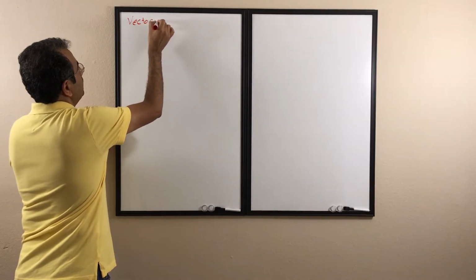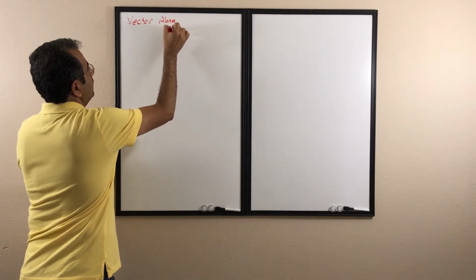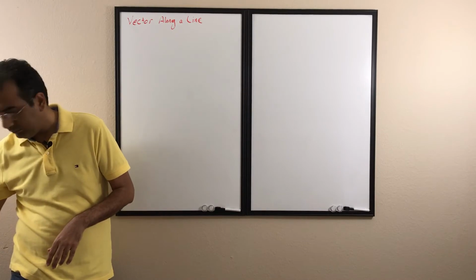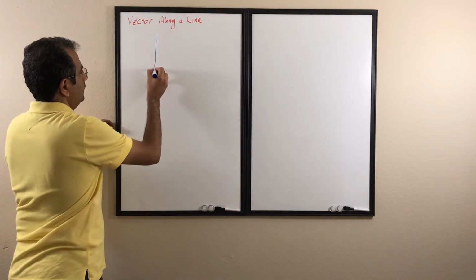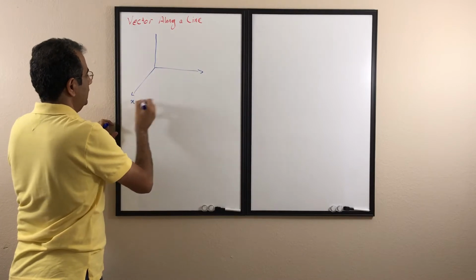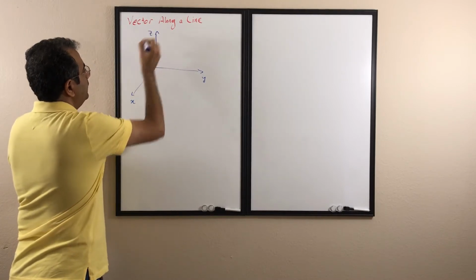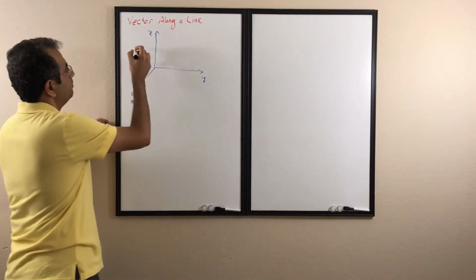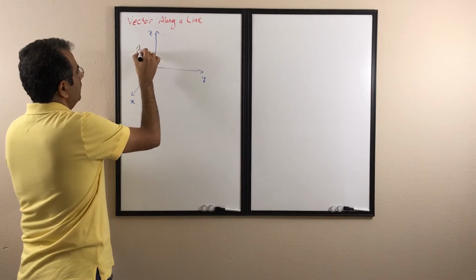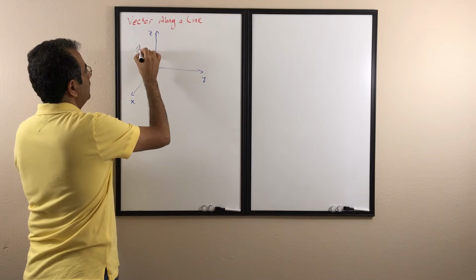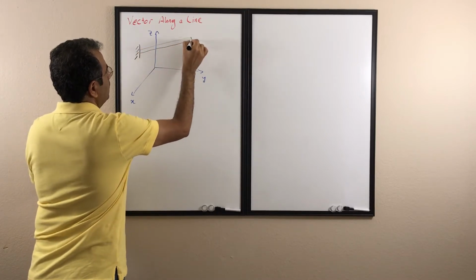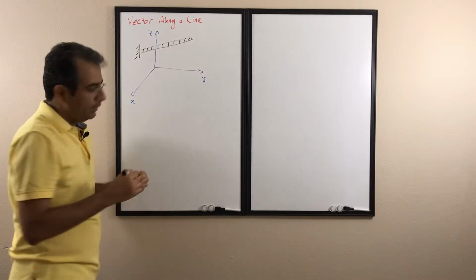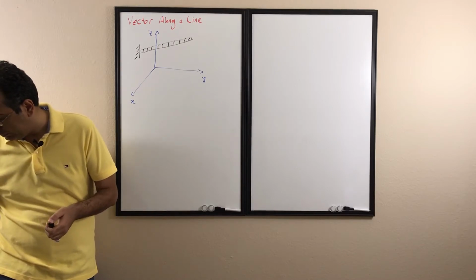So, vector along a line. Assume that we have our 3D x, y, z. That's x, y, and z. And consider that I have a rope connected to the wall, and then I'm going to push that rope with the force F.